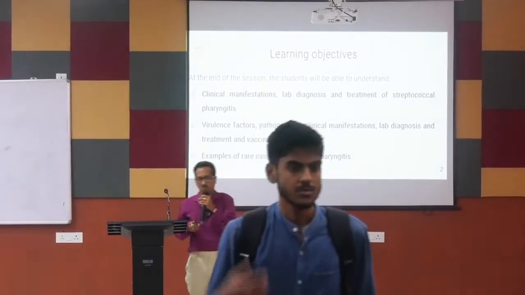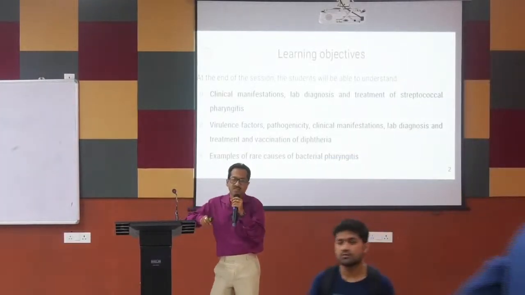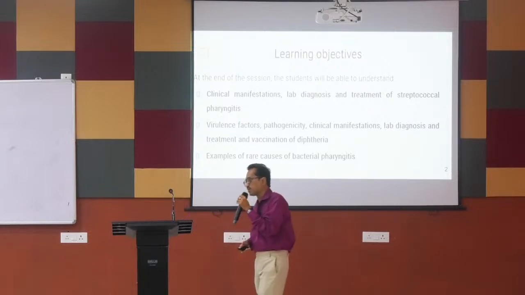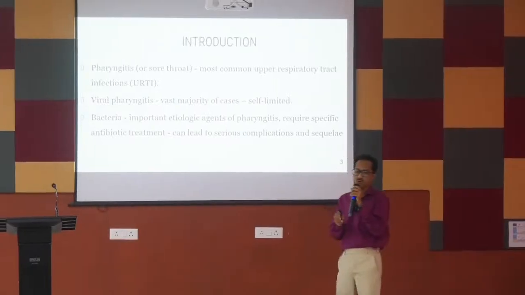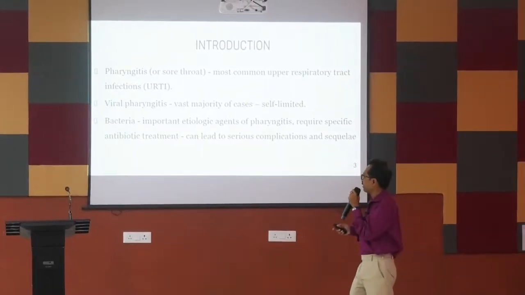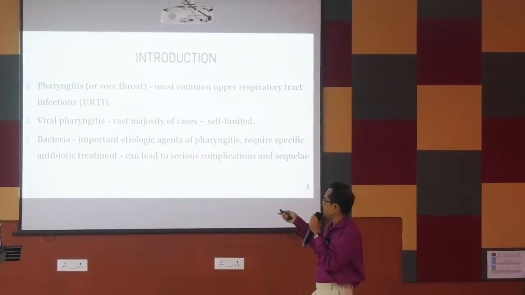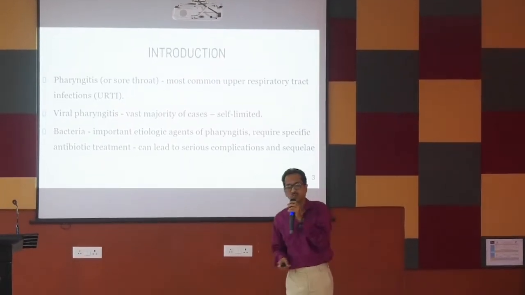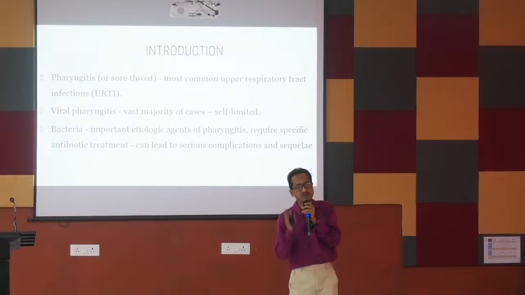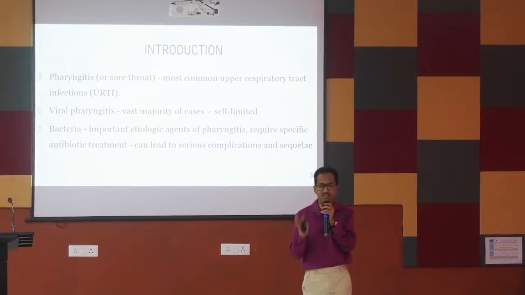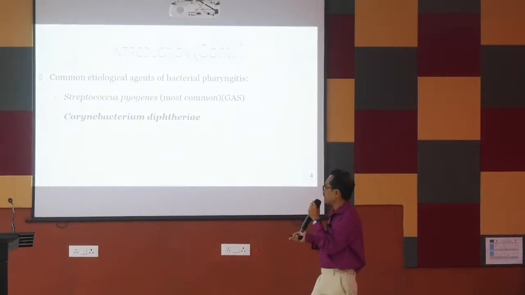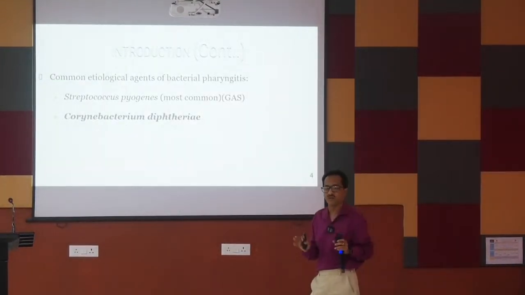So what are the learning objectives in this class? So that you can learn about diphtheria, you can differentiate between streptococcal pharyngitis and diphtheria, and the diagnostic procedure is almost the same. It is the most common upper respiratory infection you will encounter. What are the causes of pharyngitis? That may be bacterial pharyngitis, there may be viral, and among the bacterial pharyngitis, two most important bacteria are beta hemolytic or group A streptococcus and diphtheria. So streptococcus and Corynebacterium diphtheria are the two most common organisms.